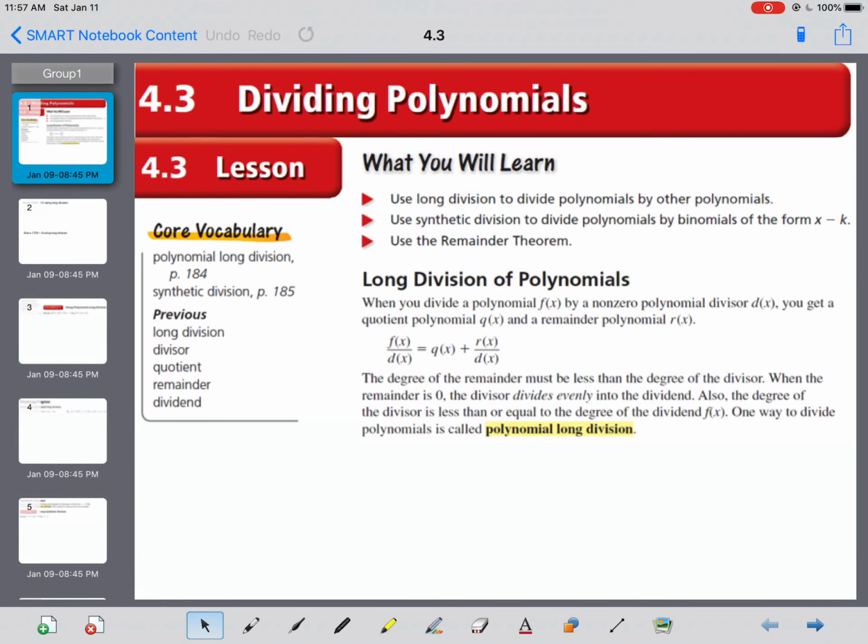One way to divide polynomials is called polynomial long division. So all they're talking about here is that we're going to take one polynomial and divide it by another. We've already done adding and subtracting and multiplying, so we know what happens when we multiply two of them together, we get a bigger one. Well, if we take that big one and we divide it by one of those, we should get the other. It's kind of like when you take 2 and multiply by 5 and you get 10. Well, if you divide 10 by 5, you get 2. That's what we're going to do.